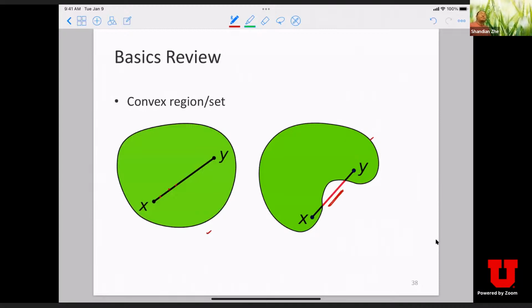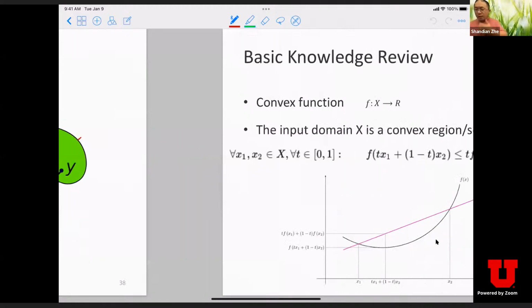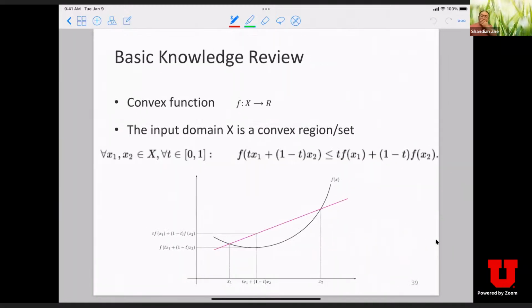Does it make sense? So what is a convex function? Many of you have heard of it before, so I'll just repeat, right? A convex function is defined on a convex region or convex domain.